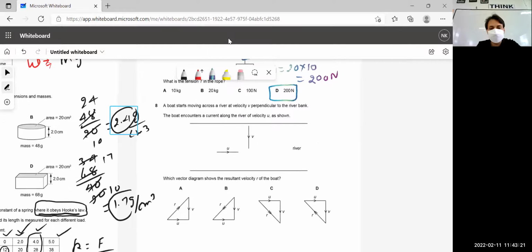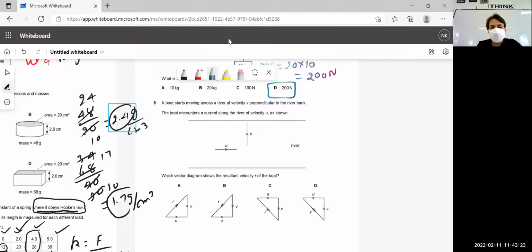Question number 8. A boat starts moving across a river at velocity v perpendicular to the river bank. The boat encounters a current along the river of velocity u, as shown in the diagram. Now, children, here you have to be very careful in this question. The boat starts moving across a river at a velocity v.